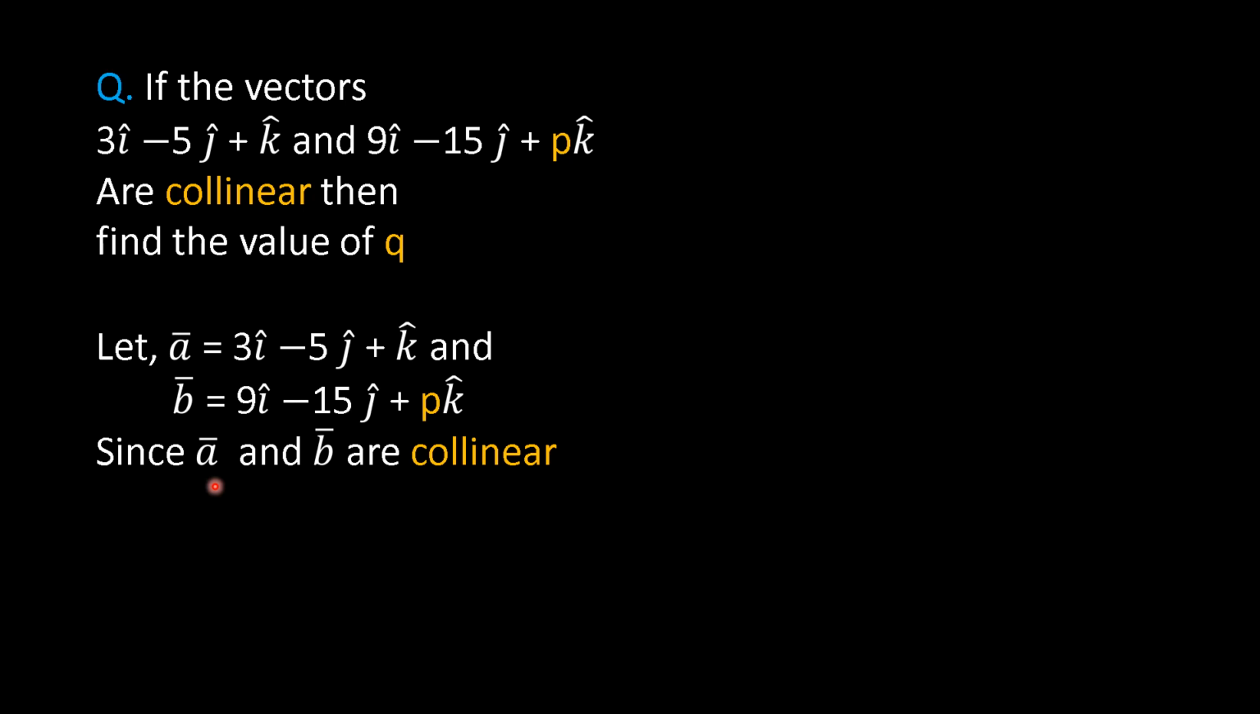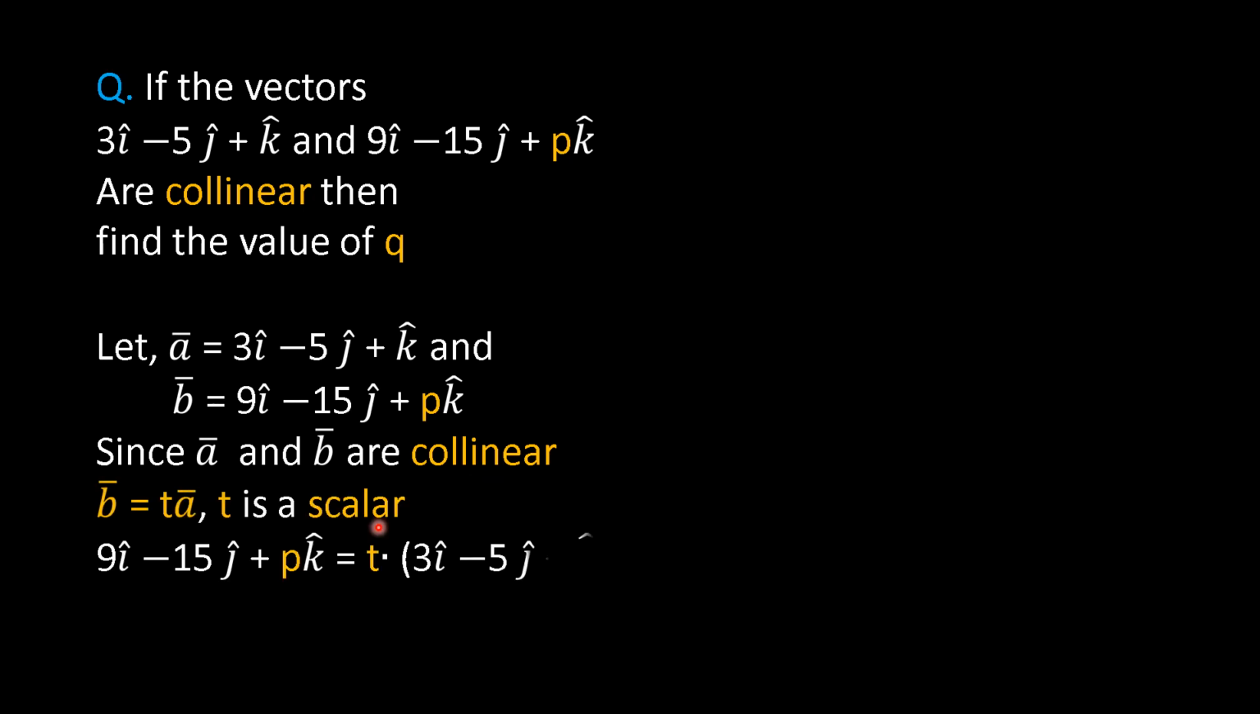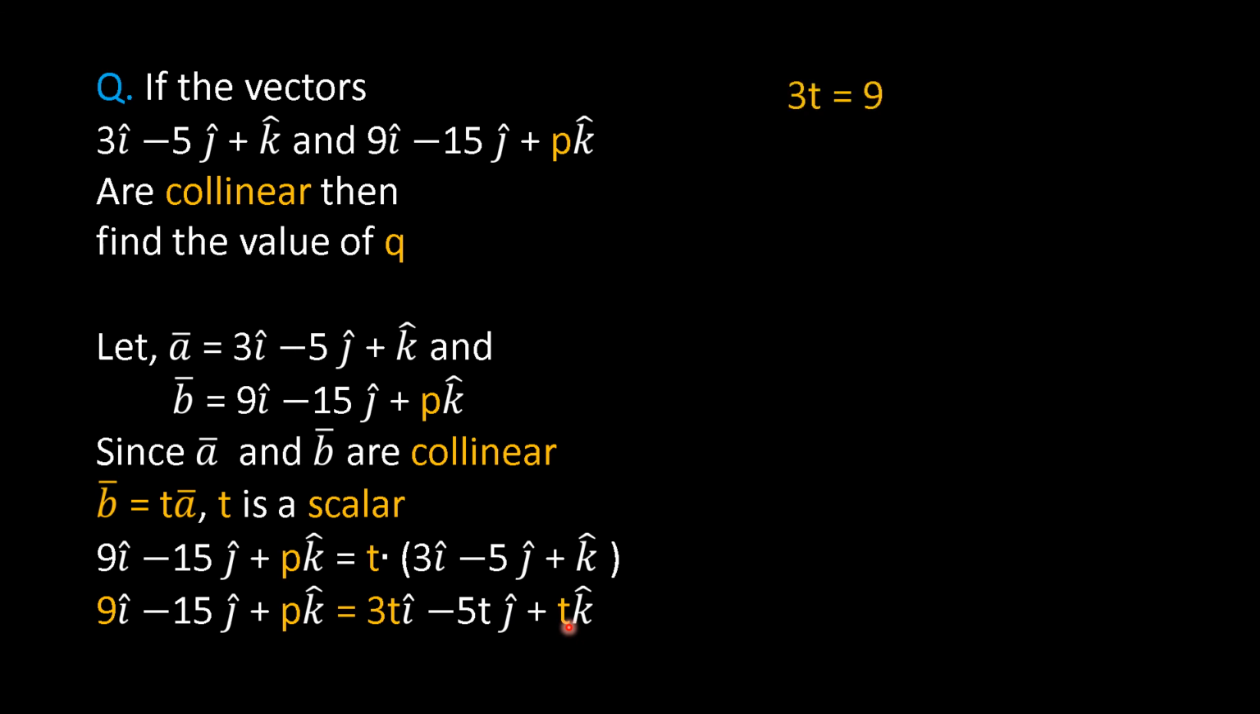Now, since it has been given a bar and b bar are collinear vectors, we write b bar equals t, which is a scalar, times a bar. We will open this bracket and write 3t, minus 5t and t. Next, we will compare the coefficients of i, j and k. So 3t equals 9 gives us t equals 3.